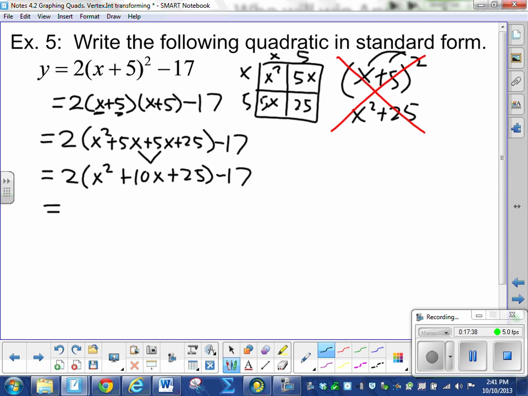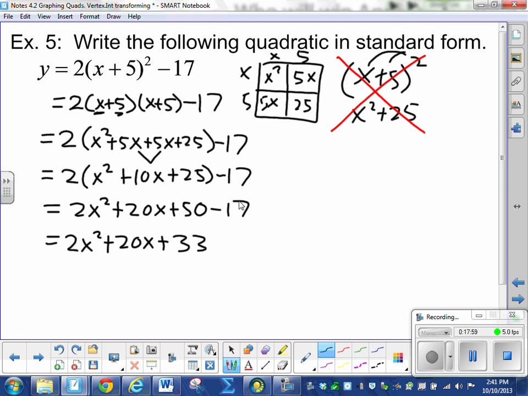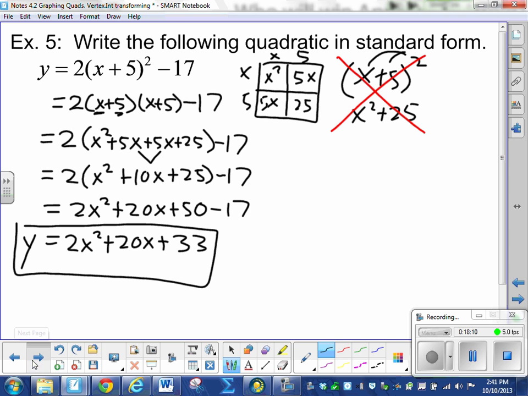Now I can distribute the 2, so it'll be a 2x squared plus a 20x plus a 50. It's out of parentheses now, so I can subtract the 17 from it. That'll be a 2x squared plus a 20x plus, see here, 33. Yeah, 33, positive 33. So y equals that. That is now in standard form. A is 2, B is 20, C is 33. So that's how you turn it into standard form. You just multiply it all out.